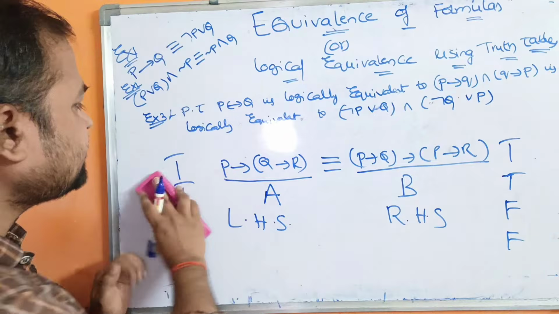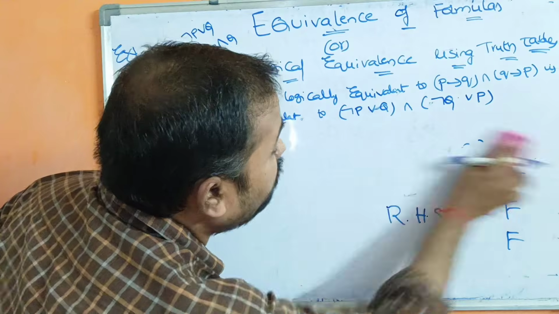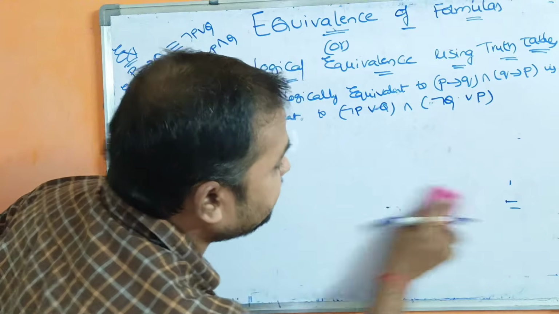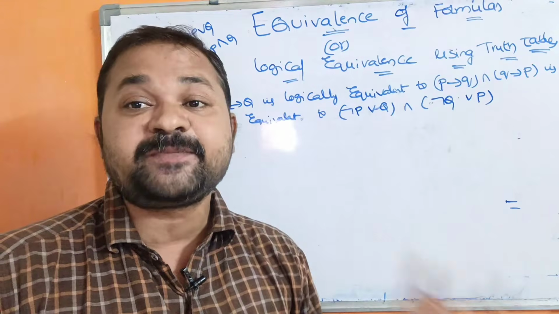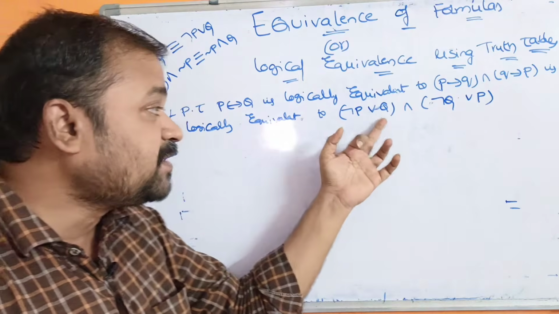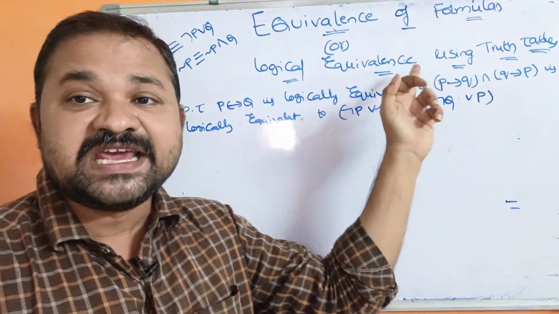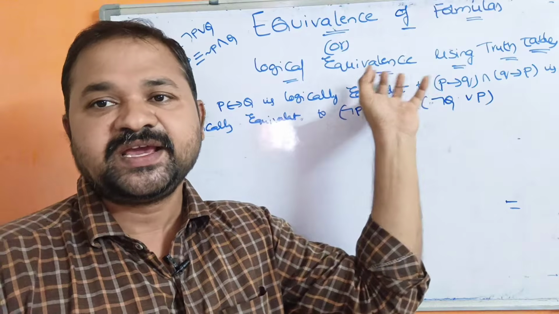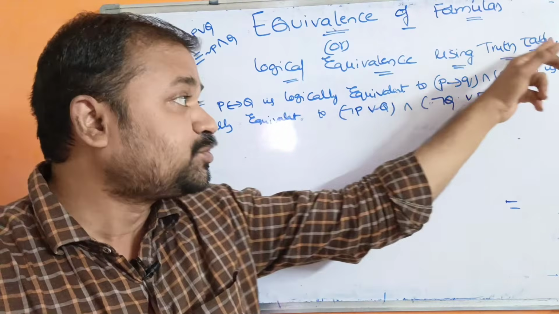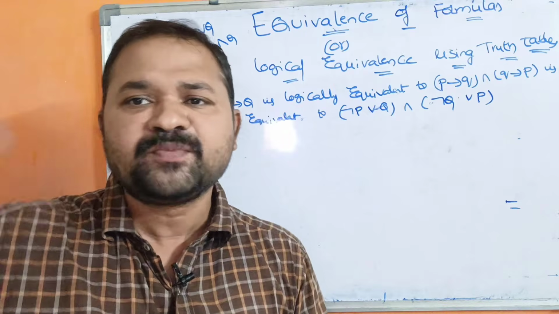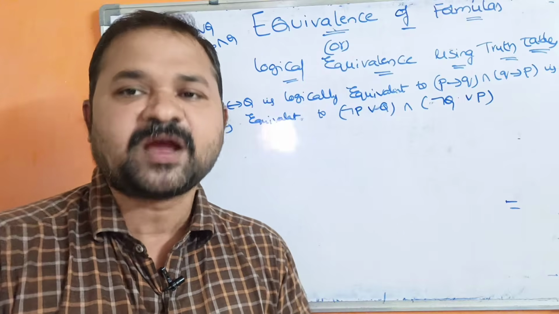So we can say that these two propositions are equal. So this is about what is equivalence of formulas. Here, formula means statement formula. Negation P or Q is a statement formula. Here we can prove whether two propositions are equal or not using the truth table, and there is one more approach using inference rules, which we will see in the upcoming videos.